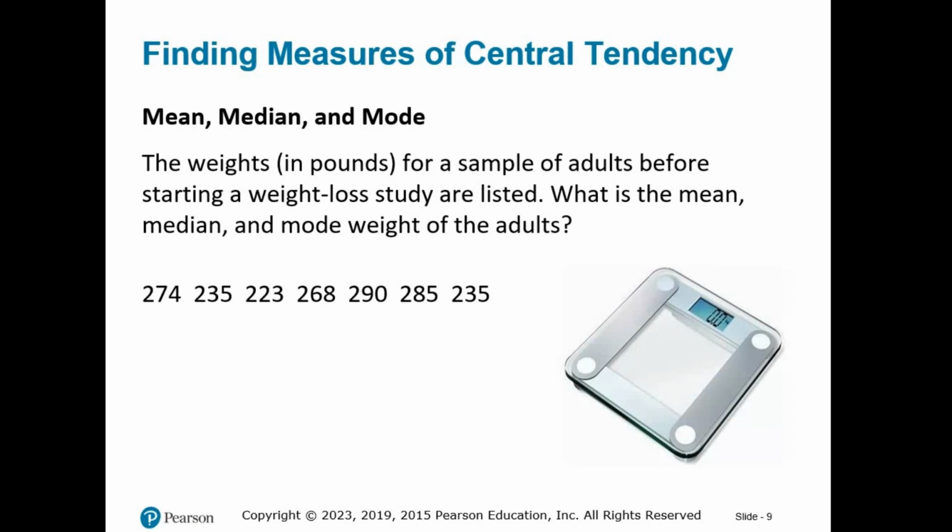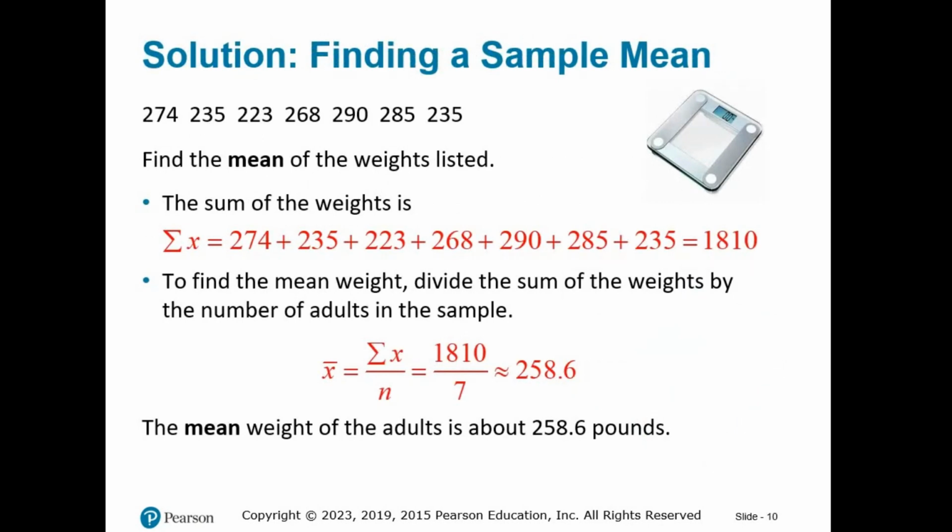It's pretty easy to find that the sum of the weights is 1,810. We just added all of those together. To find the mean weight, divide the sum of the weights by the number of adults in the sample, which is 7. This gives us a mean weight of the adults of about 258.6 pounds. Now let's find the median.